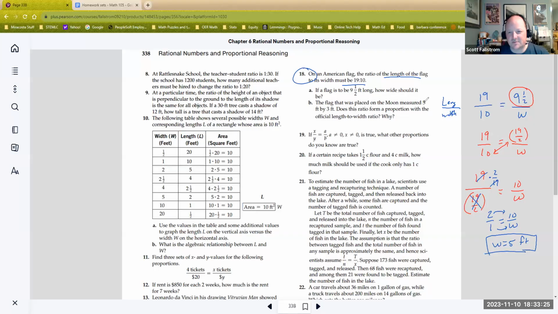Let's see, our flag placed on the moon measured 5 by 3. Does this ratio form a proportion? I don't know. Well, what I can do is check it. I could say 19 over 10 is supposed to be 5 to 3. And then you can just check it.